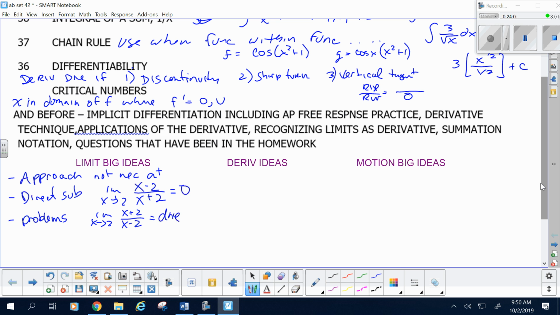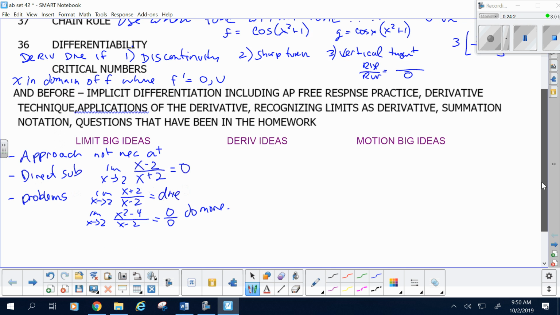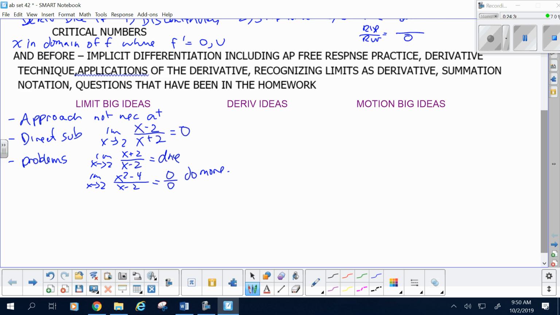What about if you have top and bottom zeros? Does that mean DNE? No. If you get 0 over 0, does that mean quit? It means do more. 0 over 0 means do more. In that case, you can factor out and cancel and then get the limit, right? Remember, 0 over 0 often means derivative.